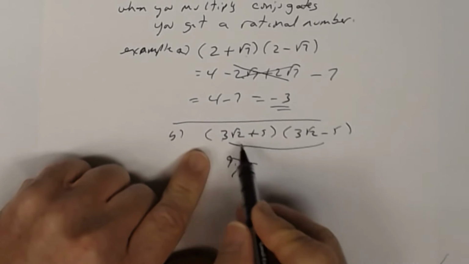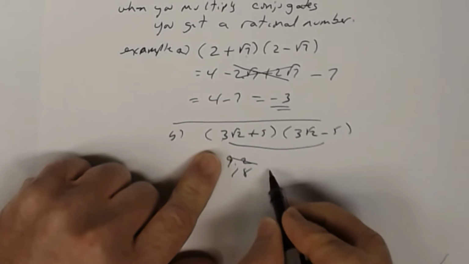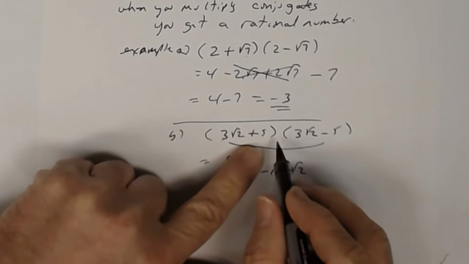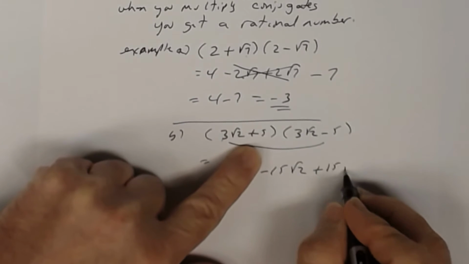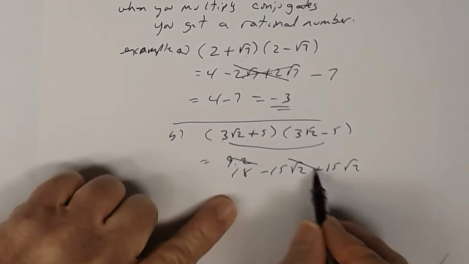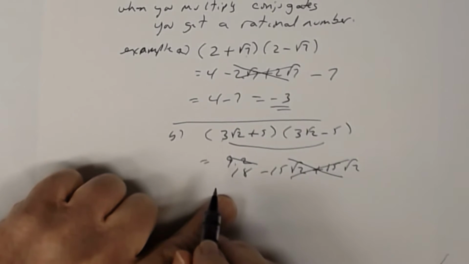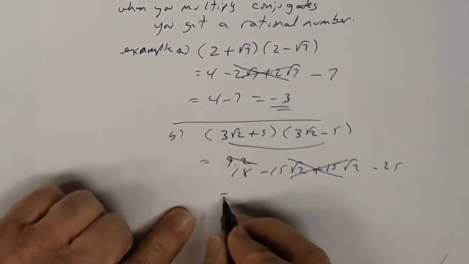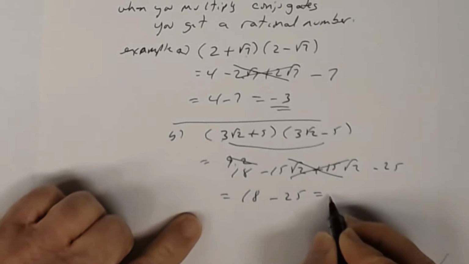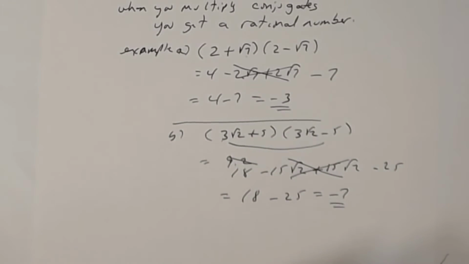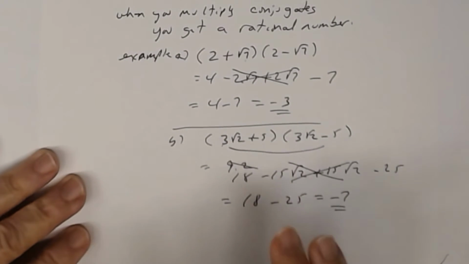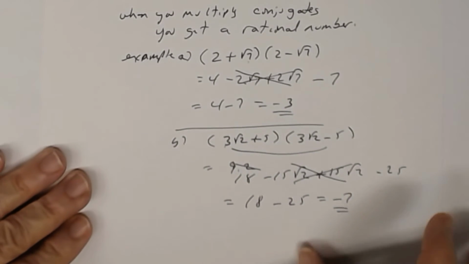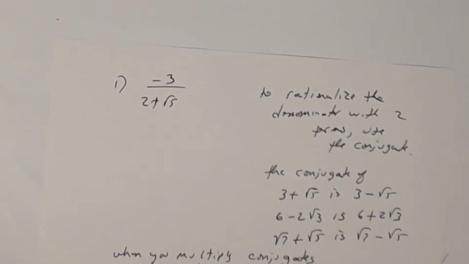The outer, 3 square root of 2 times a negative 5, is a negative 15 square root of 2. 3 times 5 is 15. The inner, 5 times 3 is 15, is a positive 15 square root of 2. So remember, these are conjugates, so the outer and the inner always cancel out. When you add them up, you get 0. And then a positive 5 times a negative 5 is a negative 25. So you get 18 minus 25, which gives us negative 7. Okay? All right, so just remember that when you multiply two expressions that are conjugates of each other, you're just going to end up with a rational number. And so that's what we're going to do in number 1. So let's go ahead now and start looking at number 1.